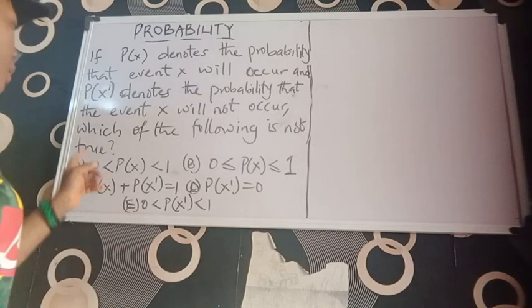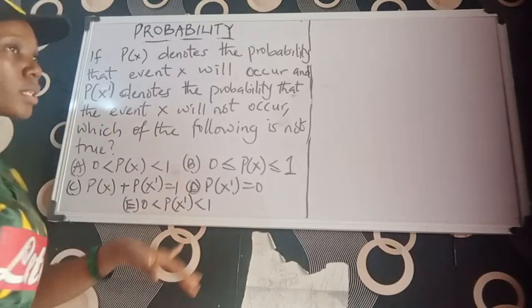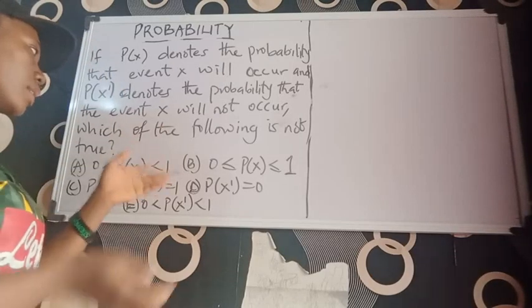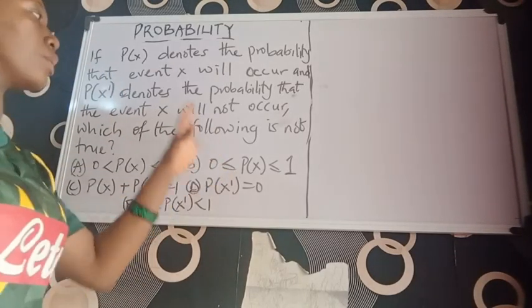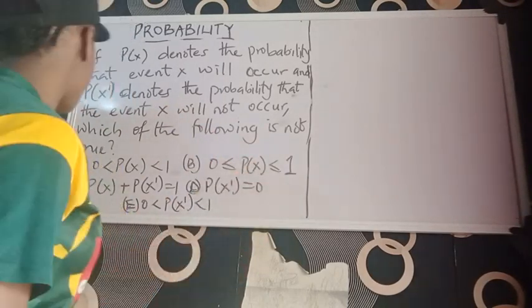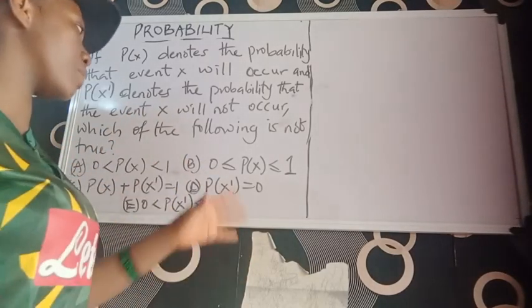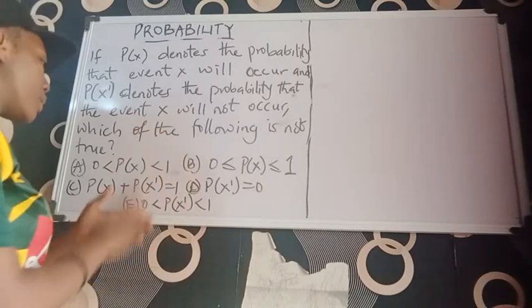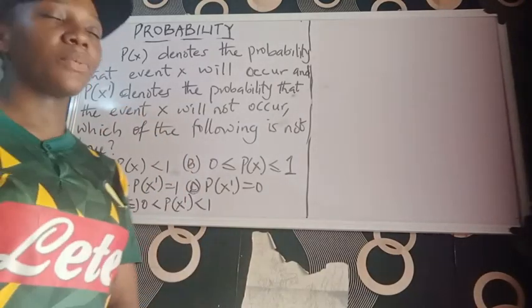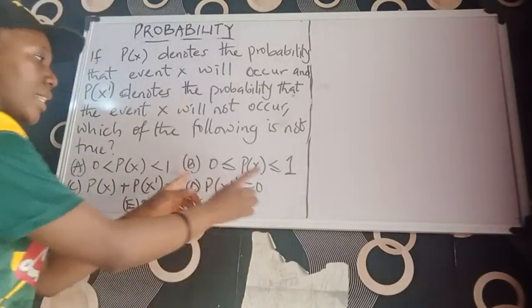So we have here 0 less than P of x less than 1, or 0 less than or equal to P of x less than or equal to 1, or P of x plus P of x prime equal to 1, or P of x prime equal to 0, 0 less than P of x prime less than 1. So the wrong one here, or the one that is not true, is the D.